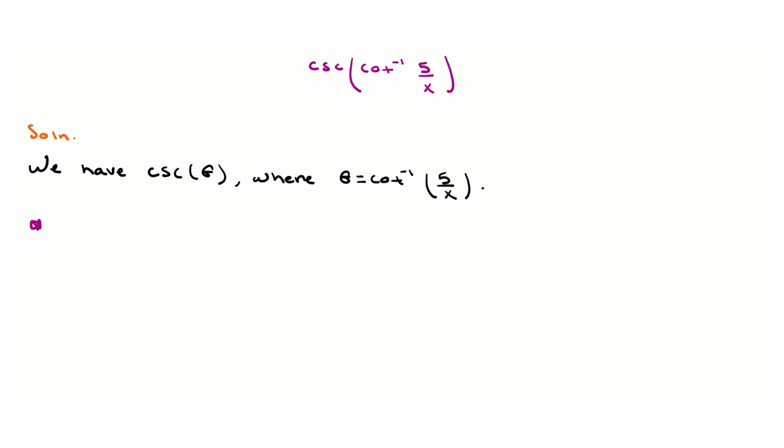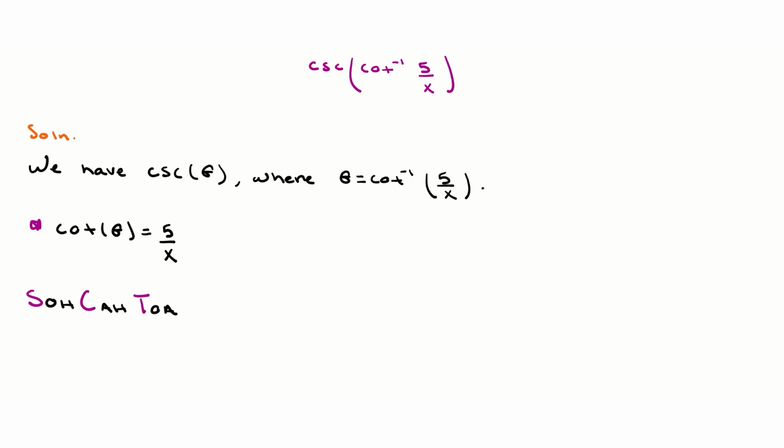Now note that the inverse of cotangent of 5 over x can be simplified to cotangent of theta equals 5 over x. So this is what we want, right? We want the trig expression to be on one side of the equal sign and our algebraic expression to be on the other side of the equal sign. So now at this point we can use SOH CAH TOA.